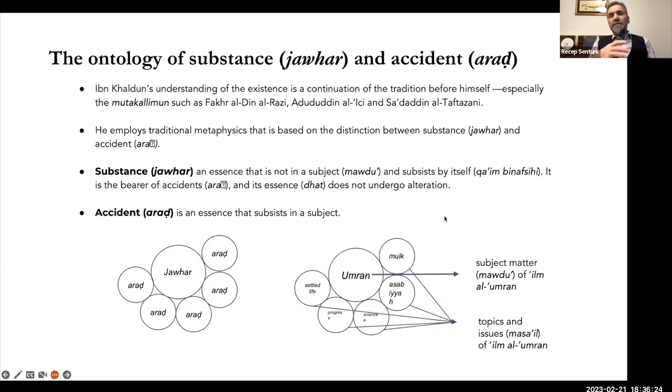For instance, society can exist by itself, but politics cannot exist without society. There must be a society so that there can be politics. Same way economy. Economy cannot exist by itself. Economy needs society. So Umran is the subject matter, mawdu, of ilm al-Umran, and mulk, asabiyya, science, progress, settled life, nomadic life, etc. These are topics and issues, masail, of ilm al-Umran. So there is mawdu and masail of a discipline.